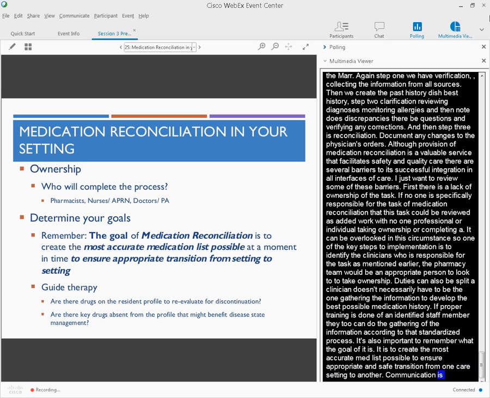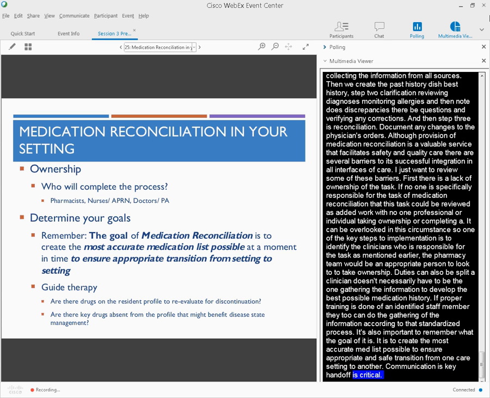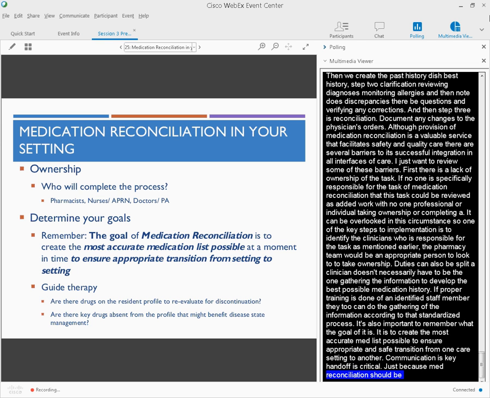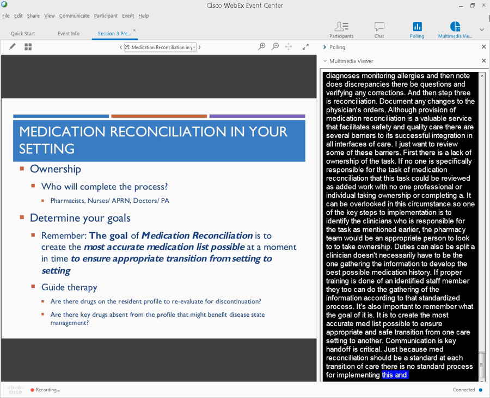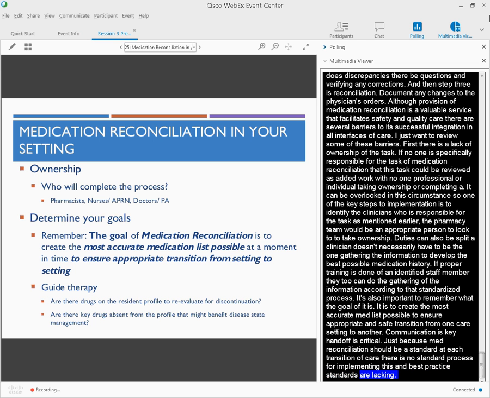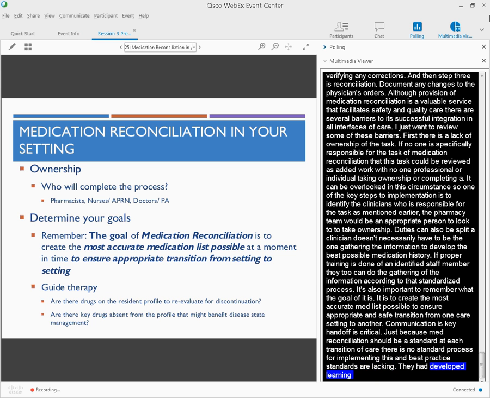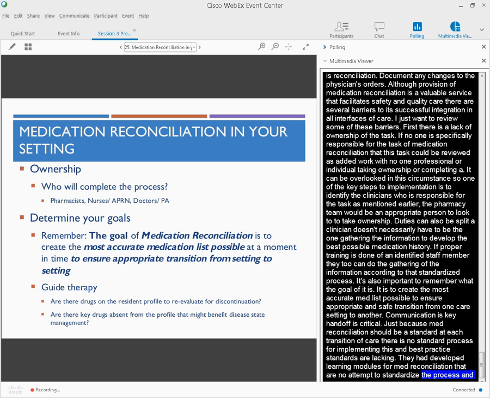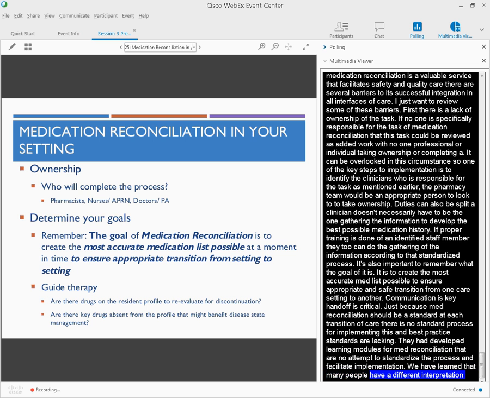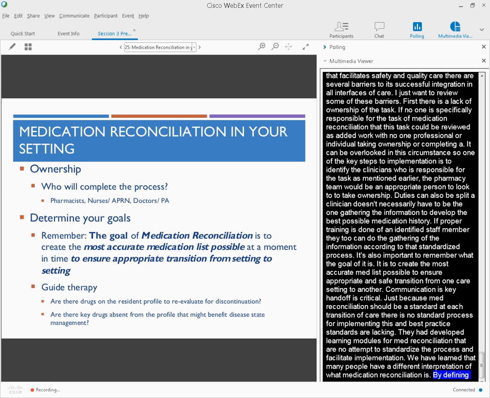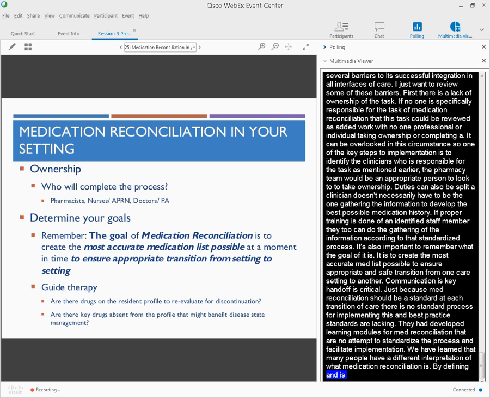Just because med reconciliation should be a standard at each transition of care in all of healthcare, there is no standard process for implementing this, and best practice standards, quite frankly, are lacking. So Qualidyne with the New England QIN-QIO has actually developed learning modules for med reconciliation that are an attempt to standardize the process and facilitate implementation. We've learned that many people have a different interpretation of what medication reconciliation is. By defining and standardizing the process, the outcomes and the expectations from a med reconciliation should be understood.